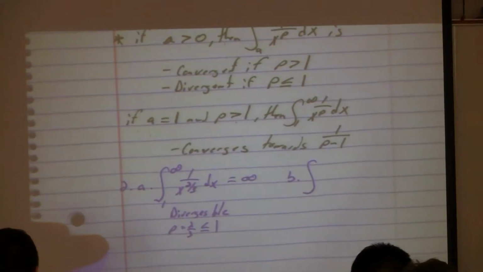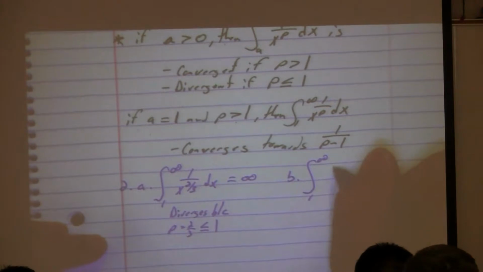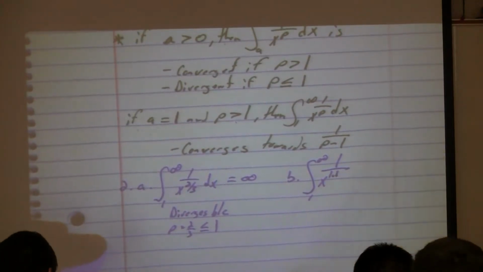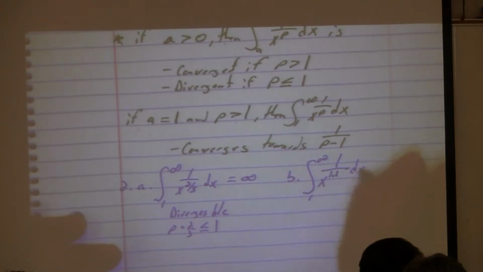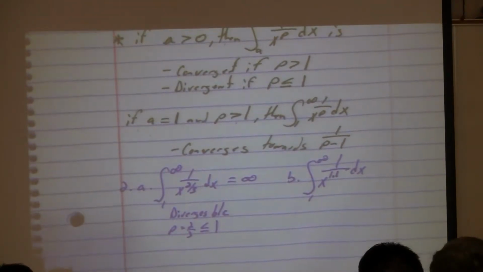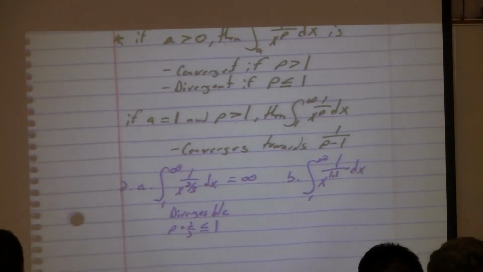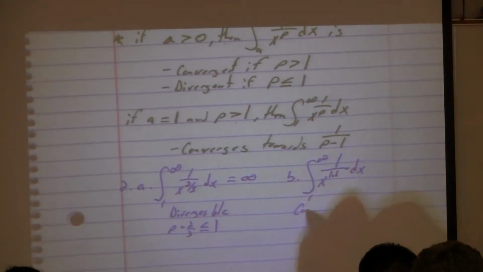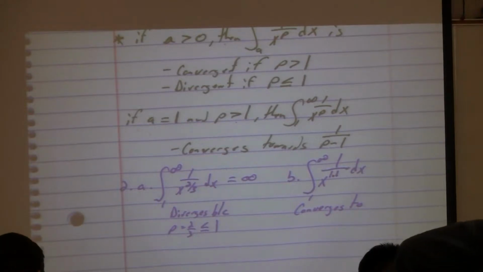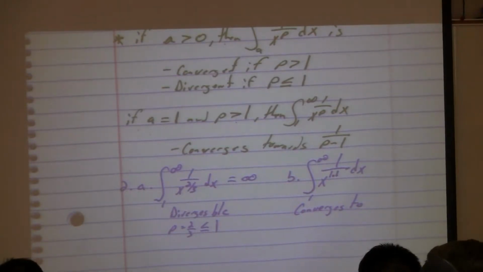Another one: the integral from 1 to infinity of 1 over x to the 1.1 dx. What's this guy going to do? He converges for sure. Okay, can we figure out what he converges to right away? How can we figure that out? You take the number minus 1 and then do the reciprocal. Okay, why can I do that? Because p is greater than one. Because a is 1, right?